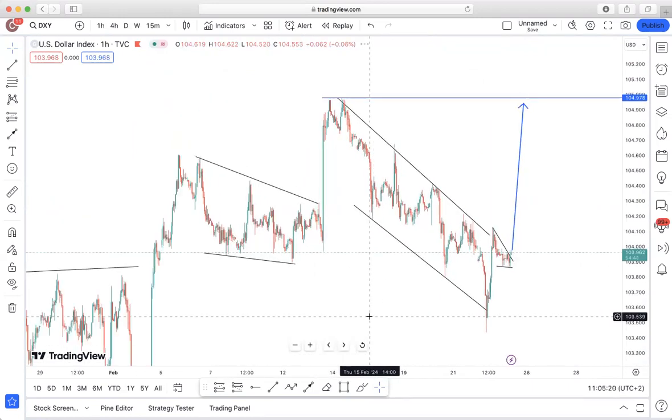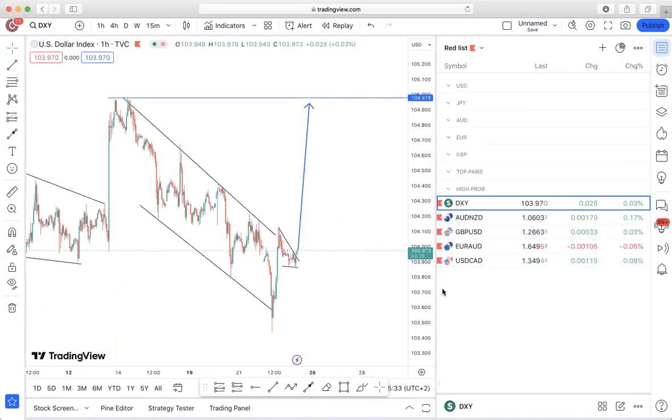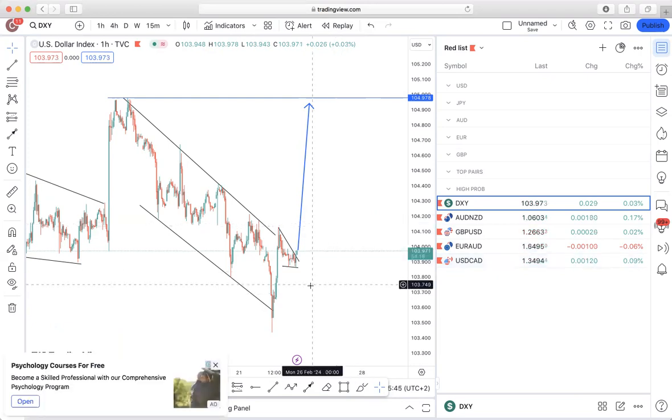So meaning anything that represents the US dollar as a base pair is most likely to be bullish, and anything that represents the US dollar as a quote pair is most likely to be bearish. So the difference between a base and a quote pair, let me give you a quick example. If you're coming into USD CAD, the USD is on the left hand side. It's starting with that USD, meaning it is a base pair. So when it's a base pair, it means it's going in the same direction as the DXY. As you can see, the DXY is bullish, meaning USD CAD is most likely to be bullish.